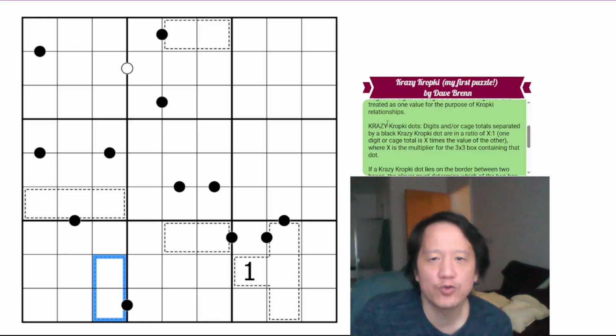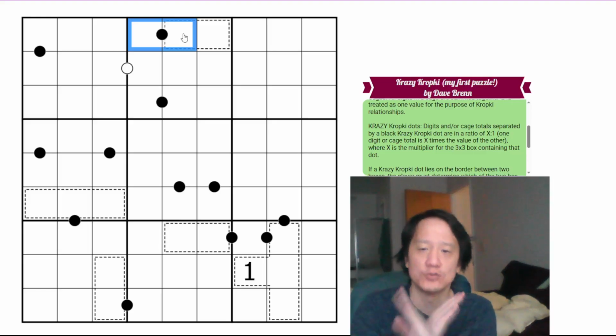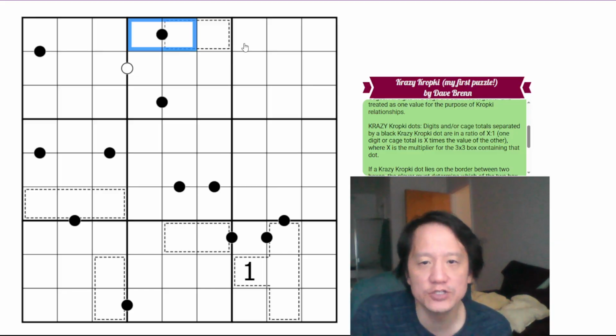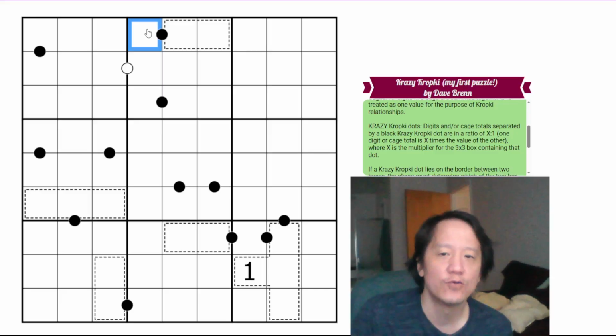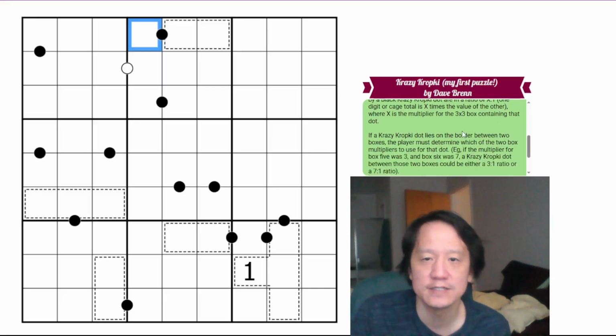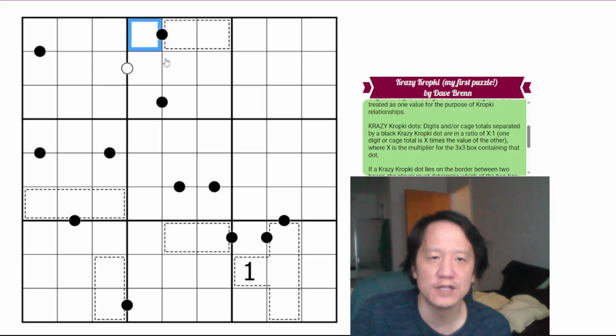We also have crazy Kropki dots, where digits and/or cage totals separated by a black crazy Kropki dot are in a ratio of x to 1. One digit or cage total is x times the value of the other, where x is the multiplier for the 3 by 3 box containing that dot. So basically, whatever's in the upper left corner, the black Kropki dots in that box use as a multiplier.